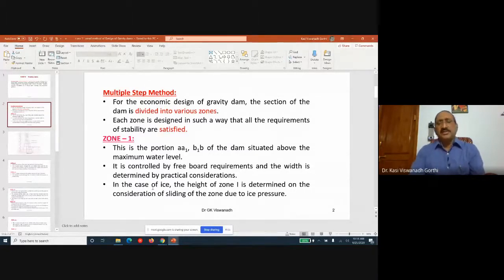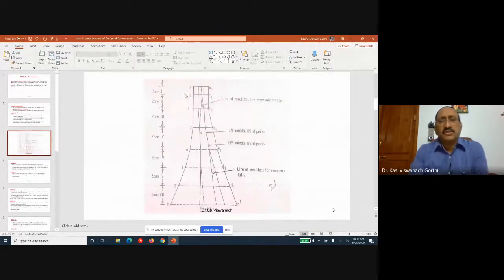However, if ice pressure also is to be considered, apart from simple 1.5 times the height of the wave, it is not only the wave and other practical consideration, you need to take the ice pressure also at that point which is acting, and you should be safe against all these forces. So, zone 1, this is the zone 1 from the figure.